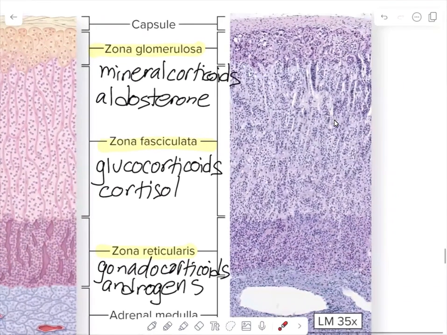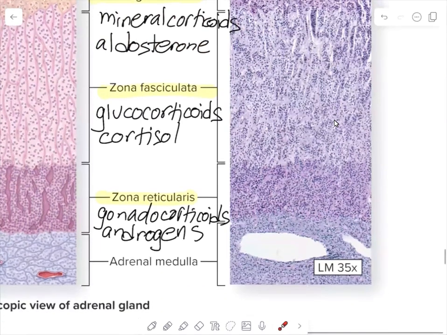You'll notice that the thickest layer is always the zona fasciculata, and that's what secretes the glucocorticoids, which is cortisol. Next to the capsule, we have the zona glomerulosa, which secretes mineralocorticoids, the most common of which is aldosterone. And then the innermost layer is the zona reticularis, which secretes gonadocorticoids, and the most common being androgens.